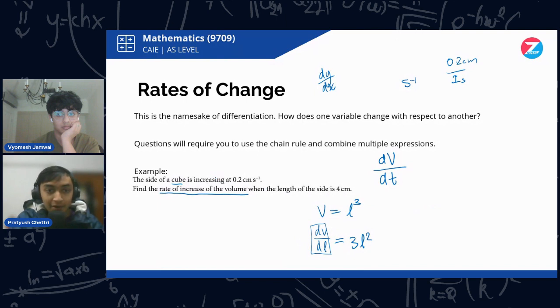But we have been given some other information. The side length is increasing. The change in length per change in time is equal to 0.02. This is a key concept. How many centimeters per second is going on here? Some units. And I want to find how many cubic centimeters are changing per second. You don't need to know units. This is going to confuse you. Physics nerd here.